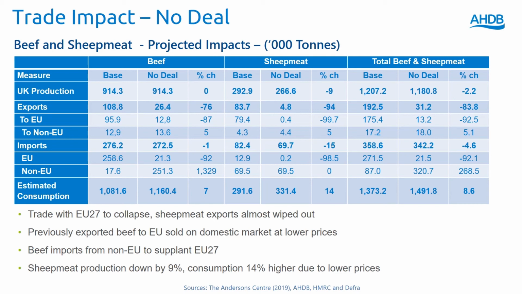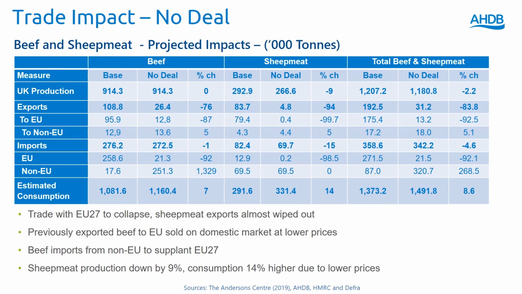So overall, what does that mean for trade when we look at exports? A 92.5% decline on exports into the EU27 market is projected under a Brexit no-deal context. Expect falls, of course, on imports from the EU as well, and non-EU imports will compensate for a significant proportion of that, particularly in beef. But overall, in terms of trade with the EU, that will be almost wiped out under a no-deal Brexit context.